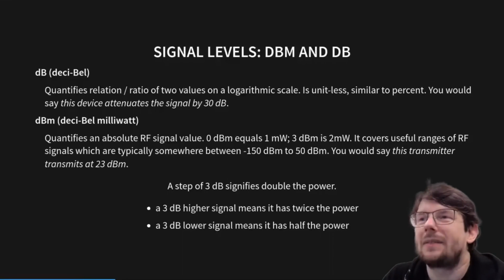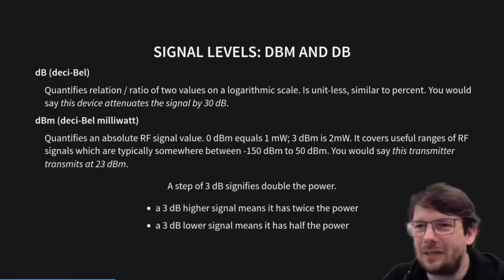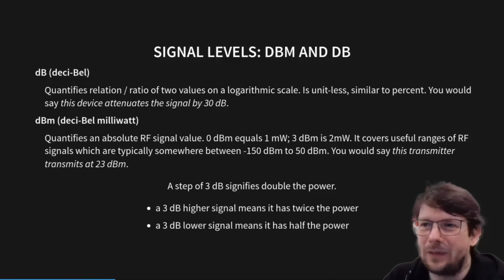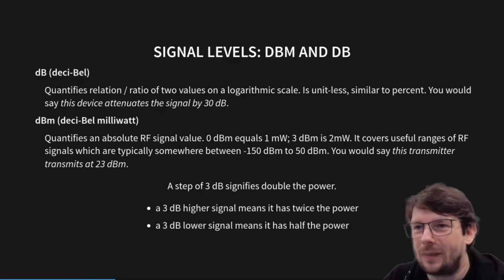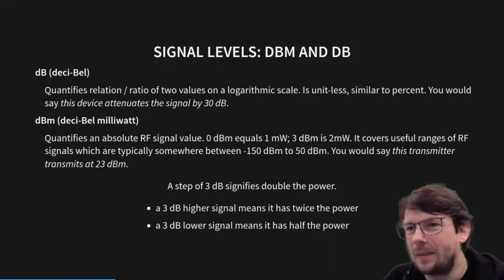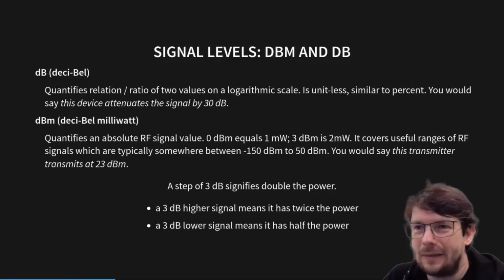One important rule of thumb to keep in mind is that a step of 3 dB signifies a doubling in power. So if you talk about two signals, one at 20 dBm and the other at 23 dBm, then the 23 dBm signal has twice the power of the 20 dBm signal. And vice versa, if we talk about a 20 dBm signal and a 17 dBm signal, the 17 dBm signal has half the power of the 20 dBm signal.